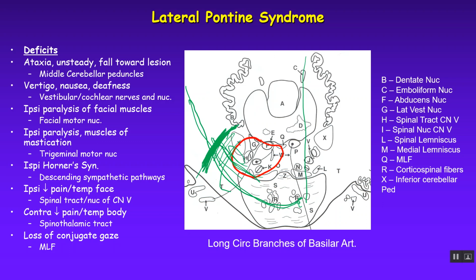This lesion may extend farther out here. Just depends on how many of those you impact. That'll cause loss of function and ataxia, incoordination on the same side. So that would be ipsilateral ataxia, and they tend to fall ipsilaterally to the same side where the lesion is, okay? Unsteadiness and ataxia. They will also maybe have some vertigo, nausea, deafness, because there are vestibular and cochlear nerves and nuclei in there, okay? And like you see G here, this is the lateral vestibular nucleus.